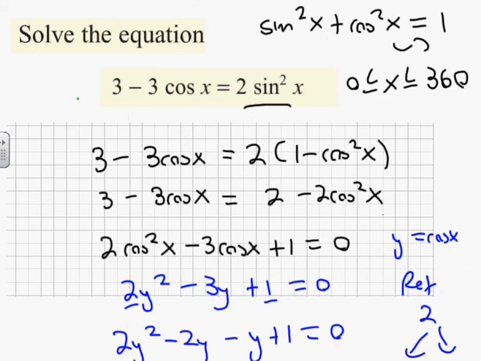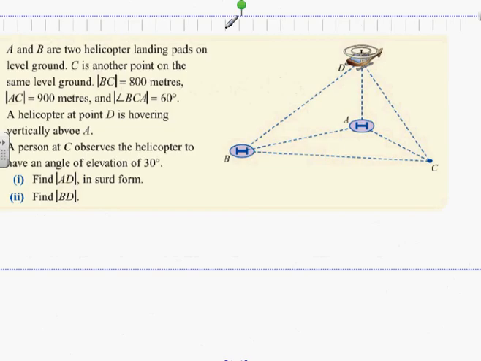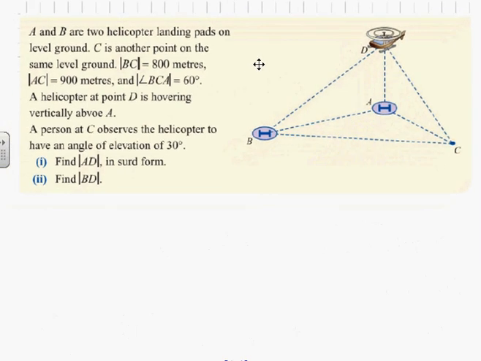Now next one, we've got the three-dimensional helicopter problem. A and B are two helicopter landing pads on level ground. C is another point on the same level. BC is 800 meters, which is this here. AC is 900 meters, and we're told that angle BCA, B to C to A, on level ground, is 60 degrees.